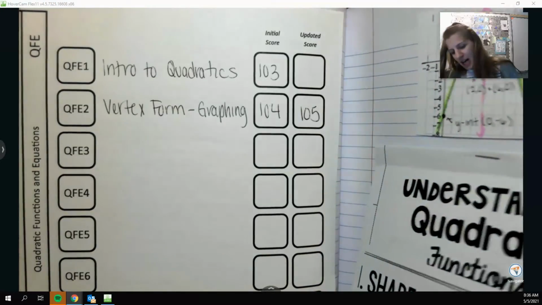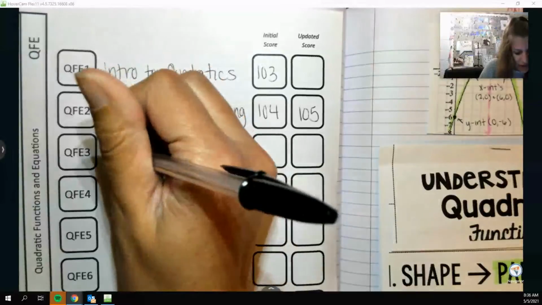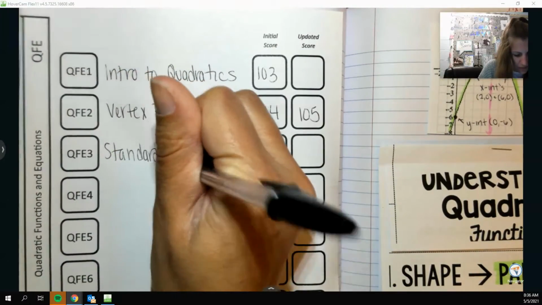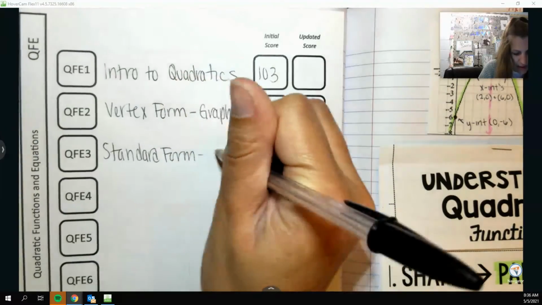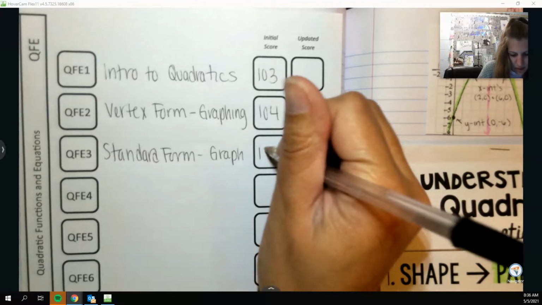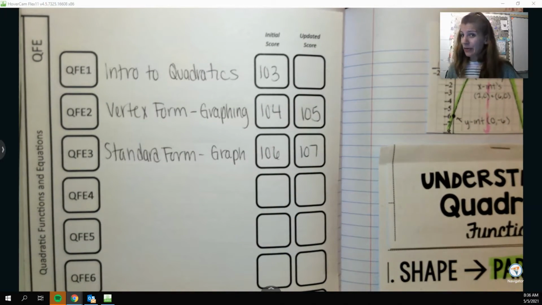Alrighty guys, we are going to talk about another form of a quadratic today. So today we're going to talk about standard form, and we're going to graph with that one on 106 and 107. That's funny, most people start with standard form because it's like standard. You should do that one first.